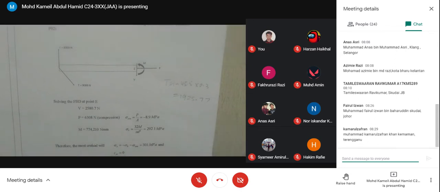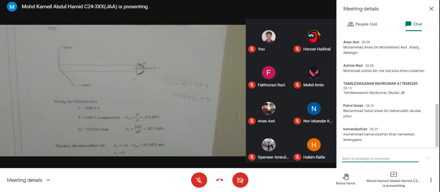Okay, and that is the P, 6308 Newton. Consider compression towards the part component tu. Then use that to calculate the sigma axial. Sigma average equal to P over A. Give the negative sign because of the compression. Kemudian moment pun sama, just take the moment dan solve for M. You get your M 774 to 10. Kemudian get the sigma bending. Sigma bending is 292.1.